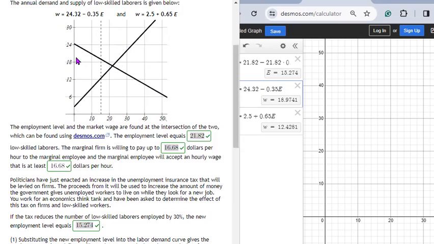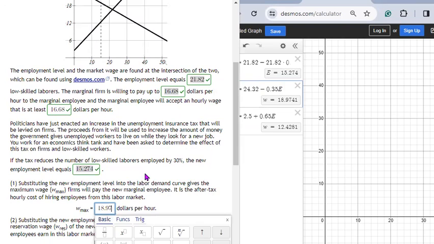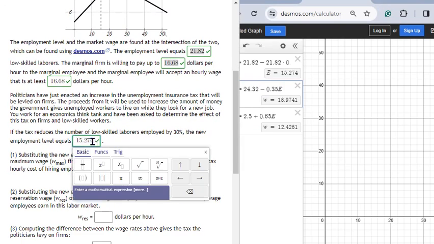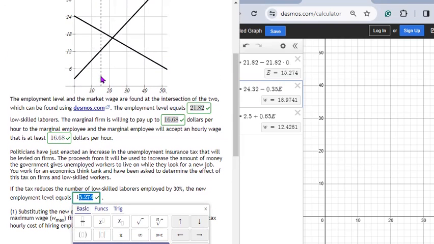Almost 19. I said it was probably about 19, but it's actually 18.97. That's the most they're now willing to pay that new marginal employee after the tax is imposed. Now, when we substitute this new employment level into the labor supply equation, we get the reservation wage of the new marginal employee, the last employee hired. And that looks like it's just above 12, correct?